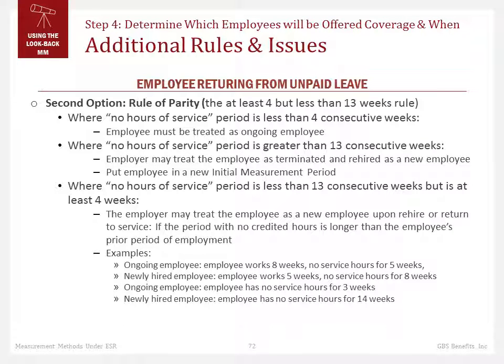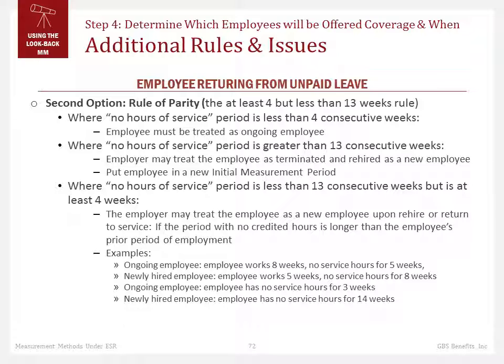The second option is the rule of parity, sometimes called the at least 4 but less than 13 weeks rule. And again, for educational institutions or organizations, this would be called the at least 4 but less than 26 weeks rule. There are 3 different categories you've got to keep track of. The first is where the period of time they were gone is less than 4 consecutive weeks, or the period of no hours of service.